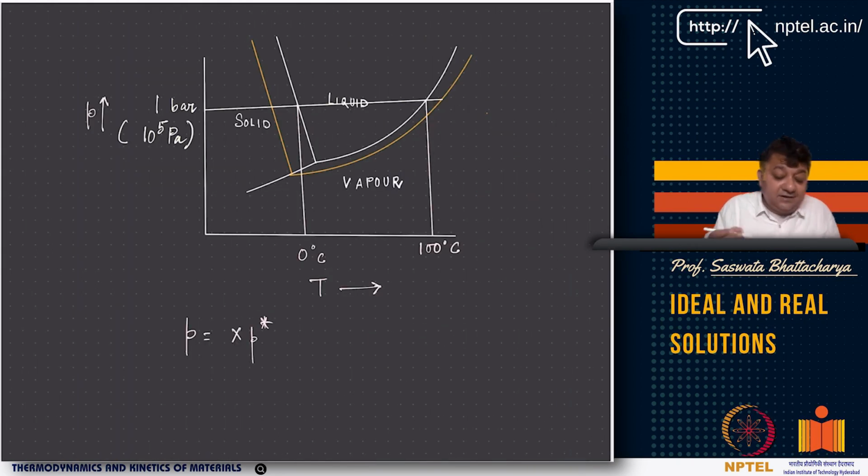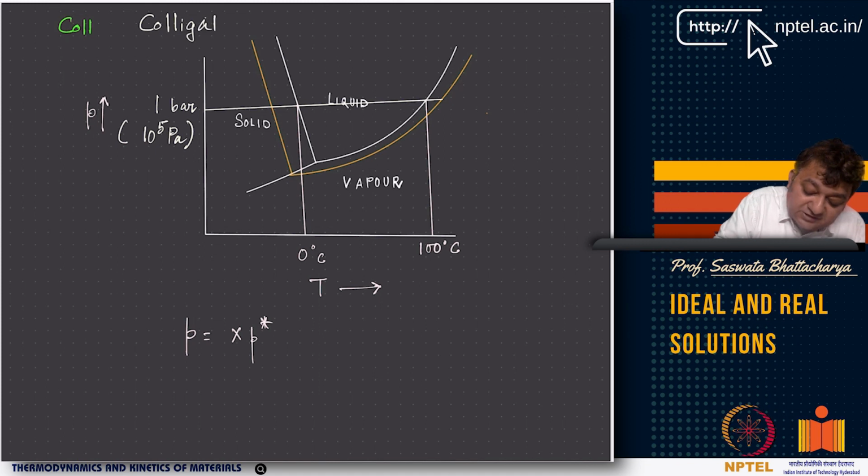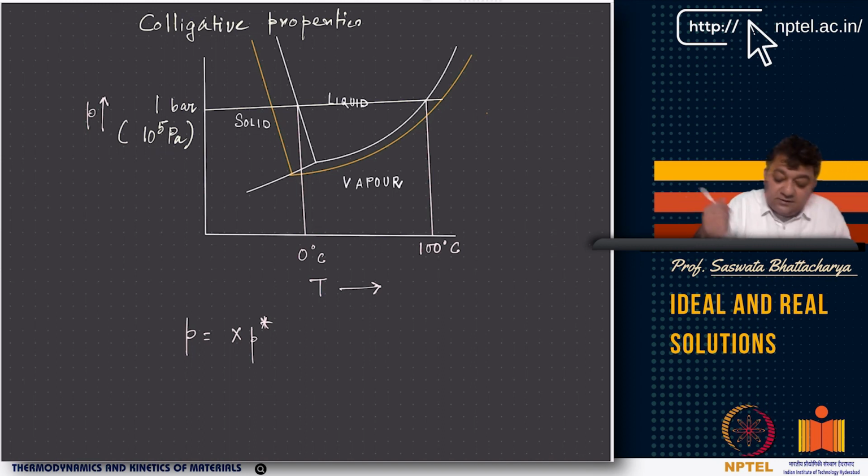So there is another set of properties called colligative properties, right? These are called colligative properties. Colligative means it does not depend on the nature of the particle, but it only depends on the collection of particles. Colligative comes from the word collection, because of the solute dissolving in the solvent, right?